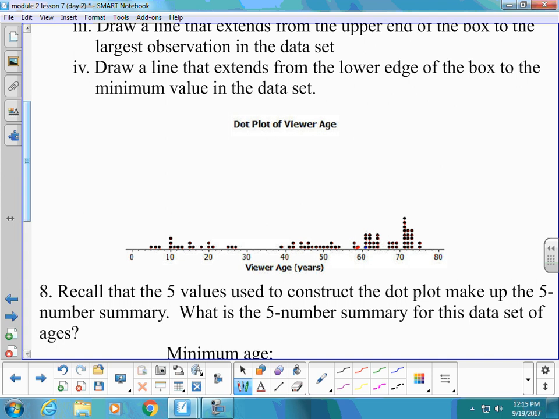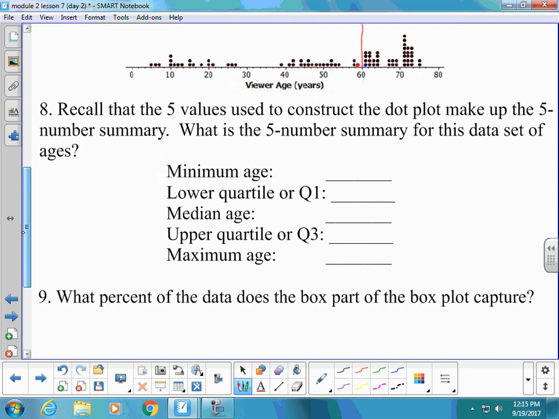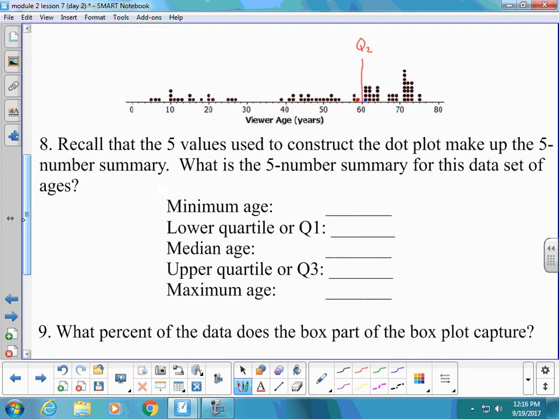So I'm going to kind of draw a line in between those two to cut that in half. Okay, so that's my median. So that would be the middle line inside the box for the box plot. That's my Q2. I'll make a note of that also. Actually, I think there's already a chart for you to fill in. Yeah, right here. So the median age is 60.